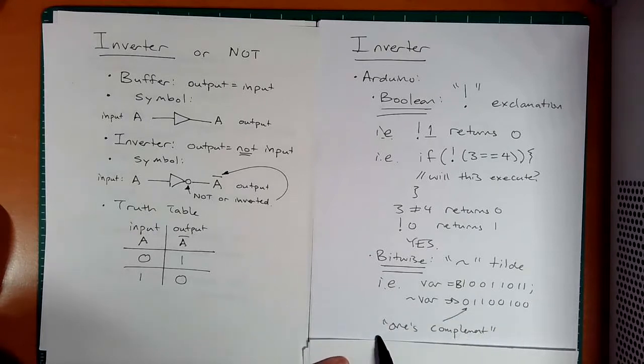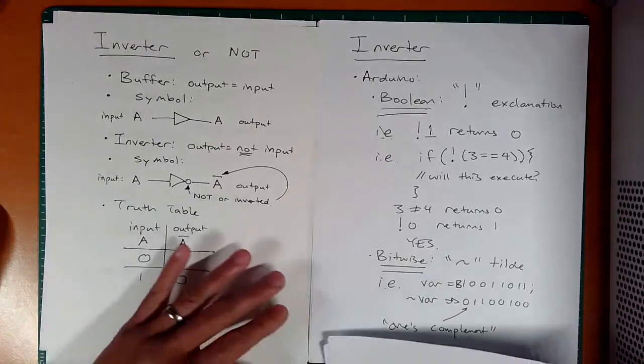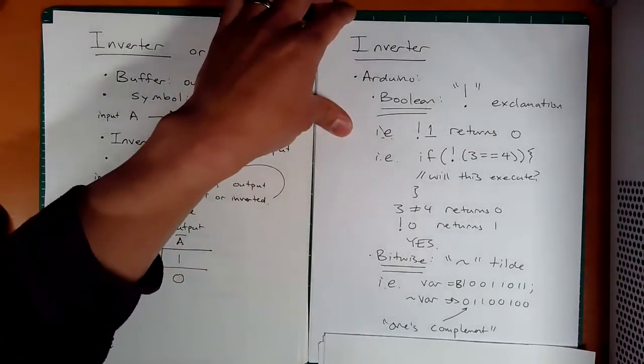Very simple. We have a term for this. This is called one's complement, all right? Which means that we're going to see two's complement later on. And two's complement relates to the sign of a number, okay?